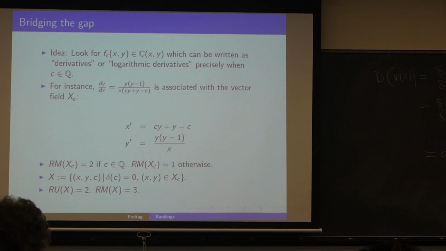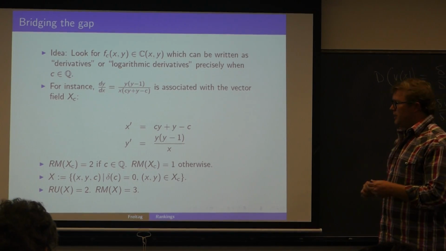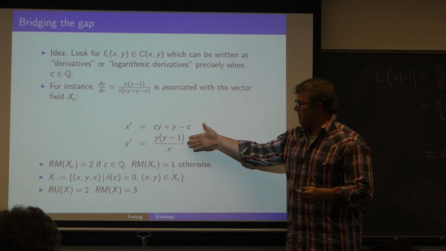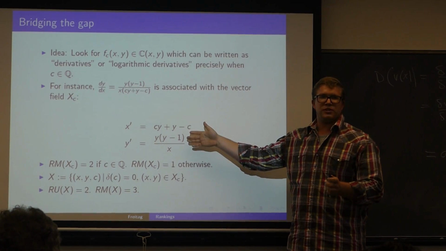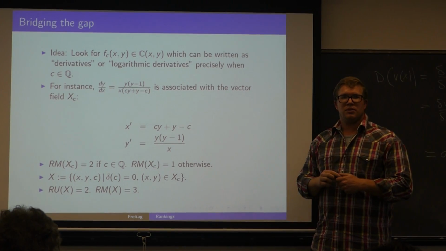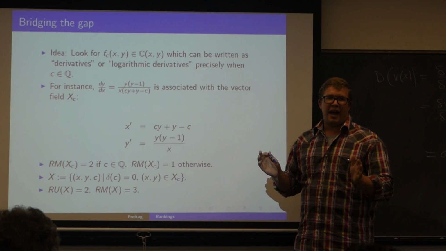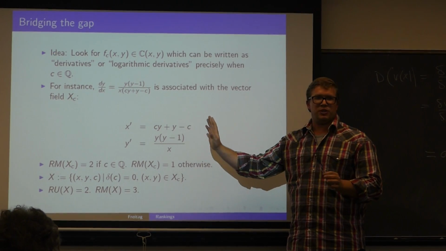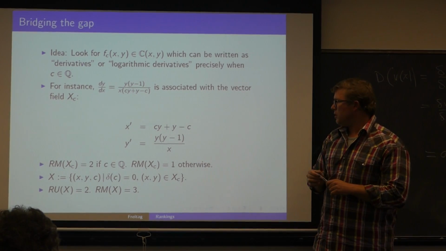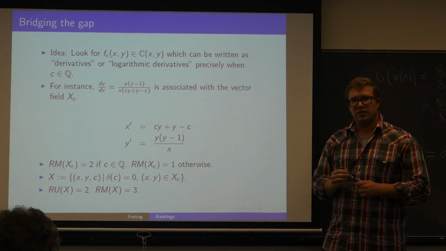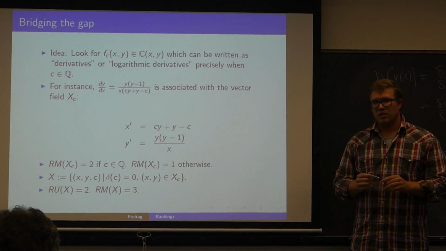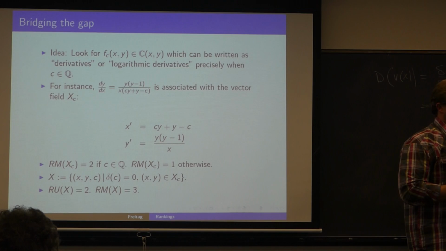So X_C is a definable set. X_C is the definable set given by the vanishing of these two differential equations in two variables. X_C is a subset of affine 2-space given by these two equations, defined over C. C is a constant. C varies over the constants.